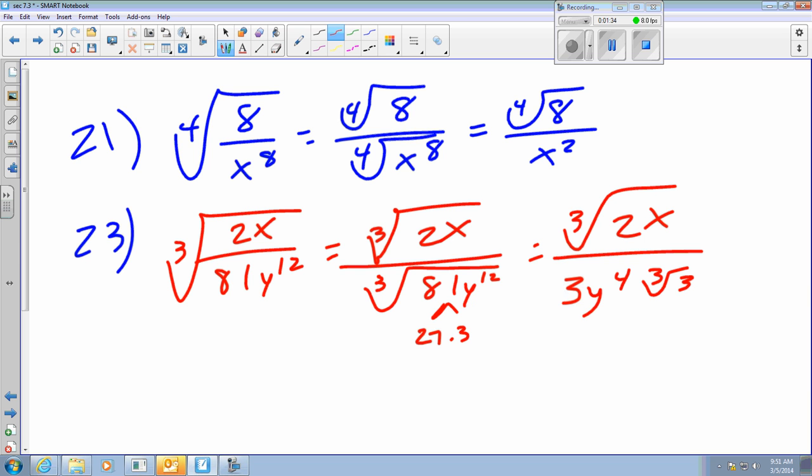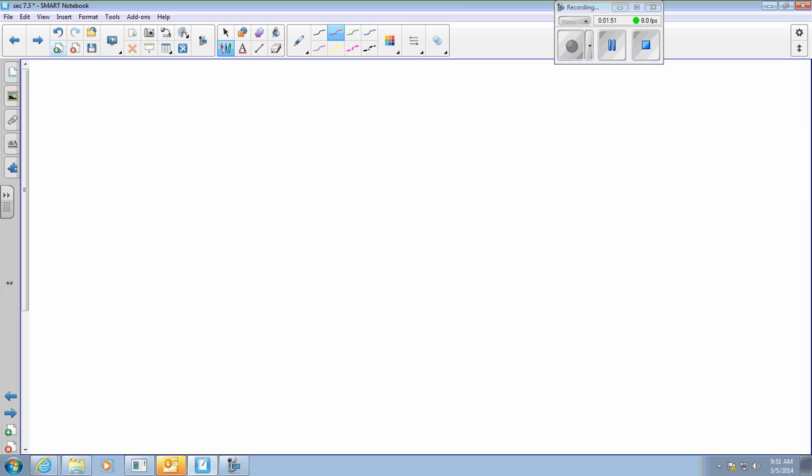3 left over. Now, if we were on the next section, we would rationalize our denominator because we are not supposed to be leaving radicals in the denominator. But for now, we're going to leave it this way. In the next section, we'll be simplifying this. Let's then go to 27.